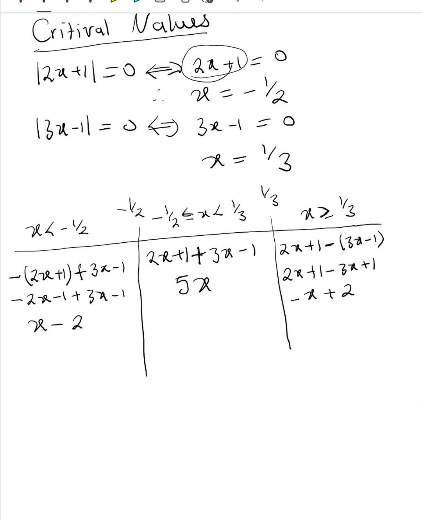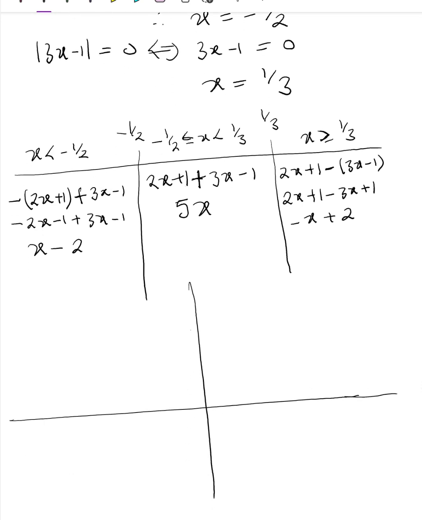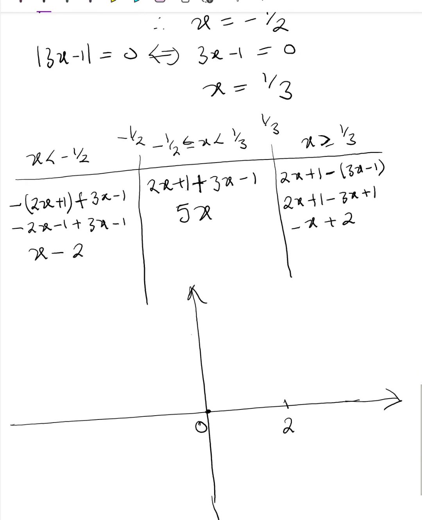Now we can sketch our graph. I start with the intercepts. I have 0, 0, and we also had 2, 0. Now let us start with the middle part, the line y is equal to 5x.